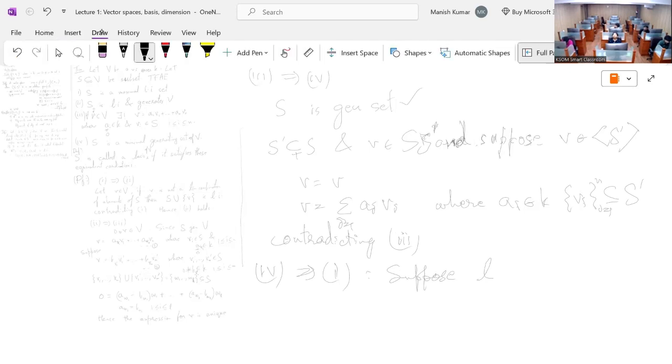We can find, suppose a_1 v_1 + ... + a_n v_n = 0 for a_i in K. Things are legible, right? You can read it comfortably. And v_i are in S, i between 1 and n. So suppose this happens. Then we want to show that the a_i must be all 0.